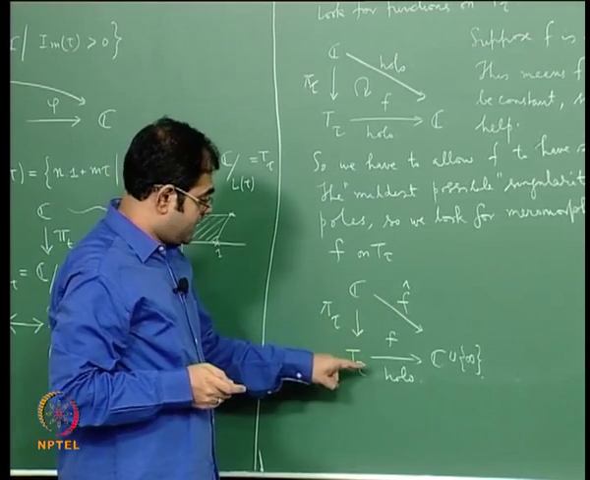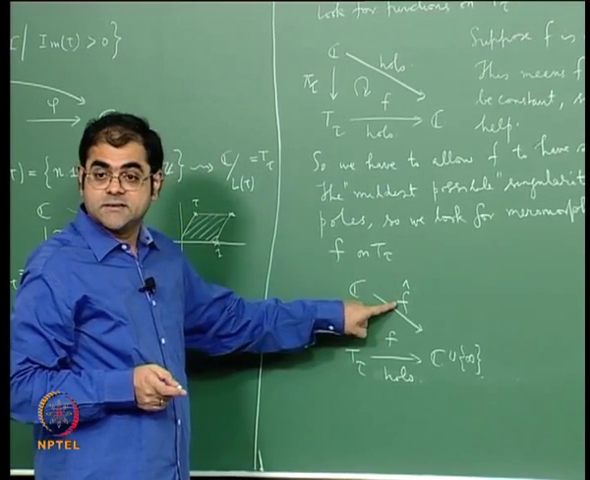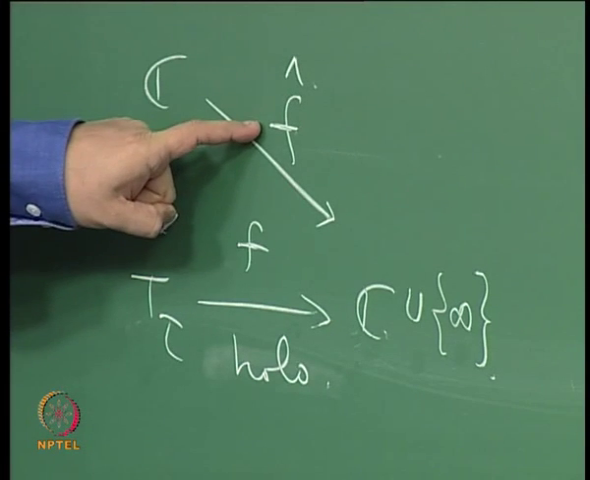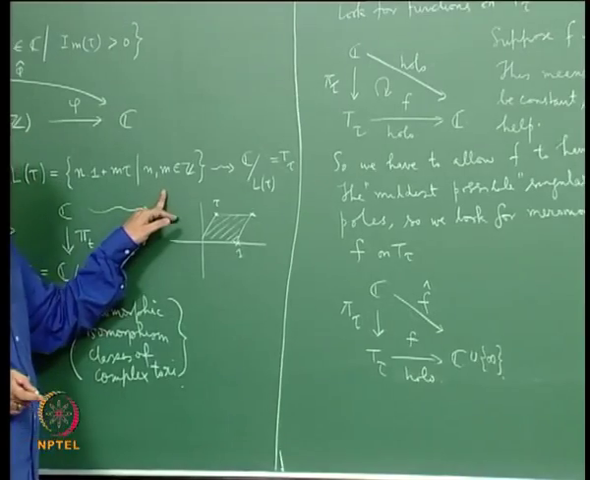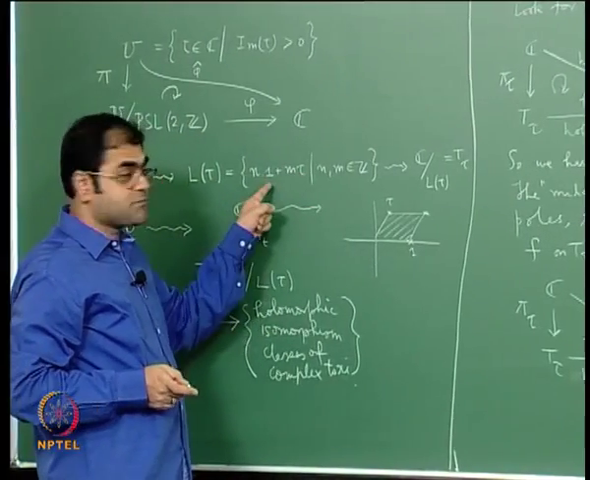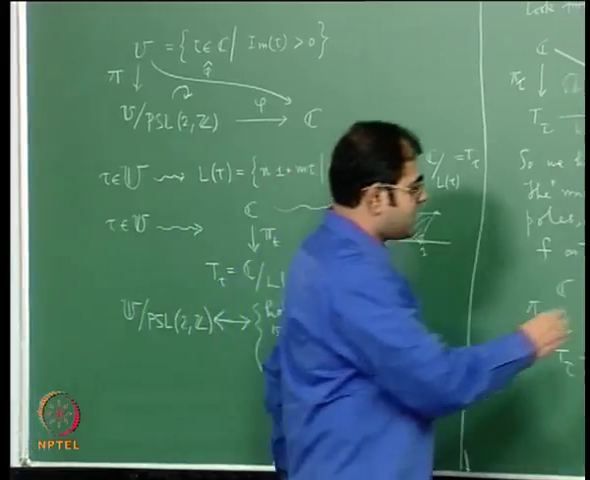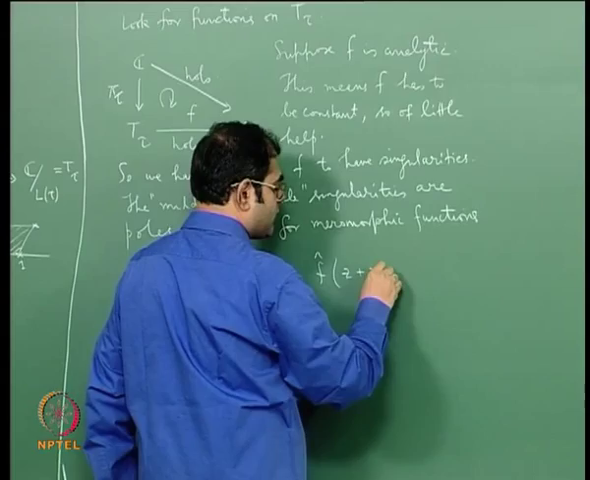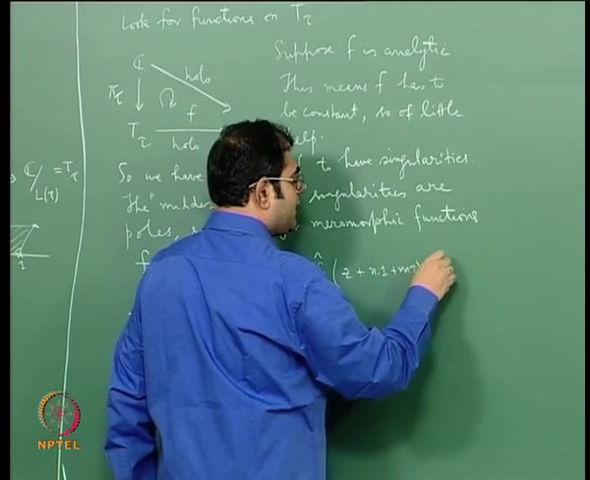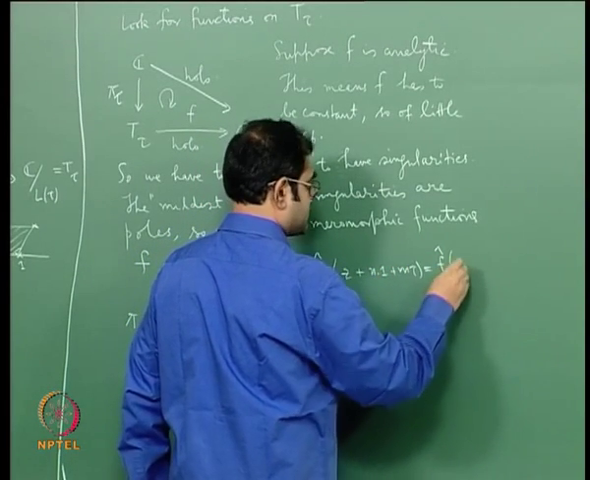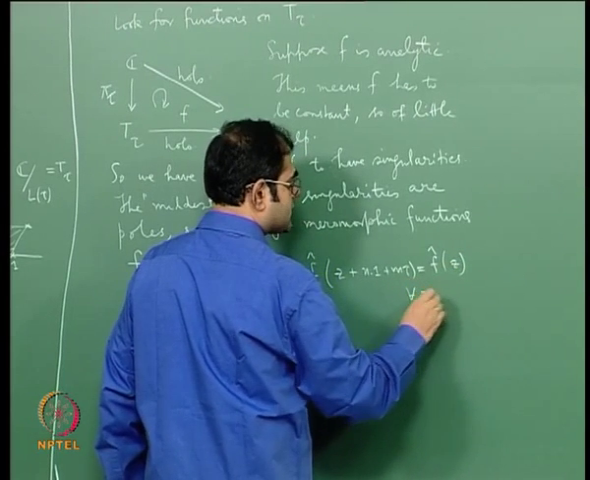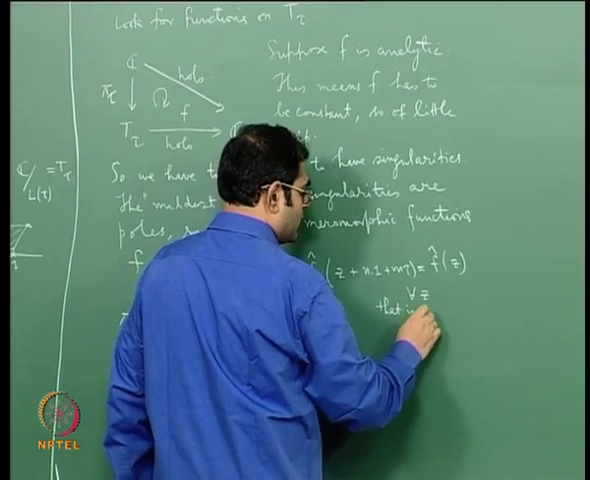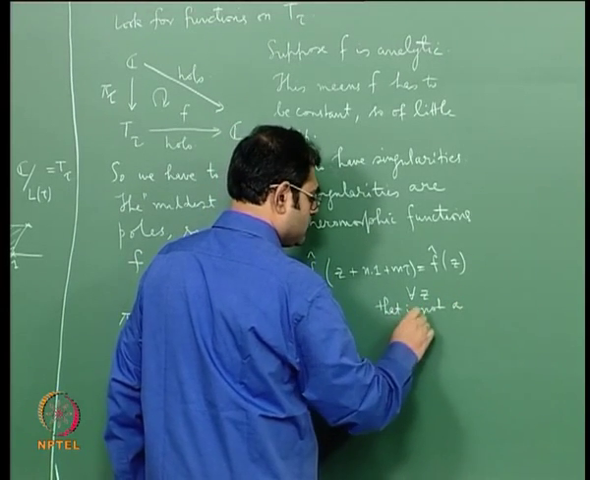Further, notice that this function f hat has to be invariant under the action of translations by elements of this lattice. So f hat of z plus n times 1 plus m times tau must be equal to f hat of z for all z that is not a pole for f hat.